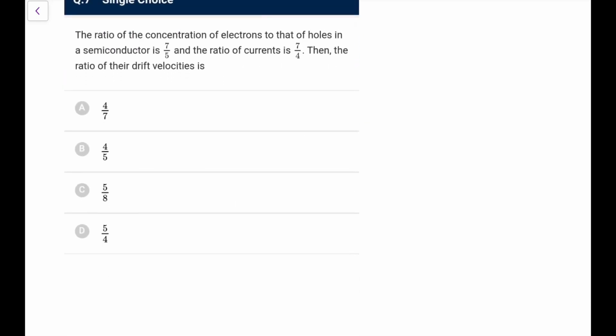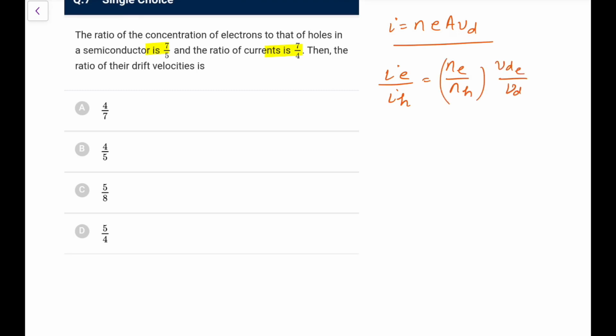The ratio of the concentration of electrons to that of holes in a semiconductor is 7/5, the ratio of current is 7/4, find the ratio of the drift velocities. We know I is N e A Vd. So I of electron to I of holes would be N of electron to N of holes, E is same, area is same, that is Vd of electron to Vd of holes. So I_e by I_h is given as 7/4, and the concentration ratio is 7/5. So the electron to hole drift velocity ratio, if you calculate, would be 5/4 from this equation. Go for option D directly.